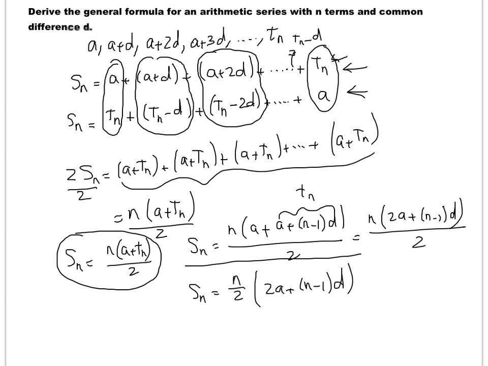This is another version of the arithmetic series formula. So if we know the first and the last term and want to find the sum, we use this formula. If we know the first term, the number of terms, and the common difference, we use this formula.